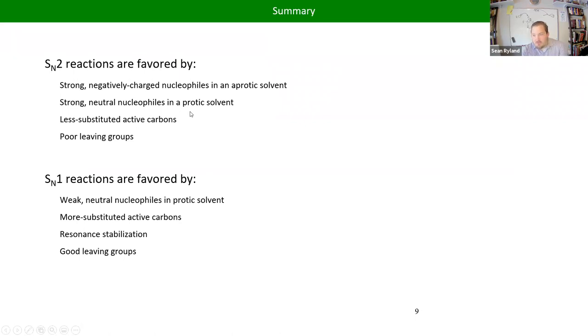So in summary, it's a good summary slide here. SN2 reactions are favored if you have strong negatively charged nucleophiles in an aprotic solvent. If you have strong neutral nucleophiles in a protic solvent, though there aren't that many strong neutral nucleophiles, so this is less common. If you have less substituted electrophilic carbons, so methyl or primary specifically, or if you have bad leaving groups.